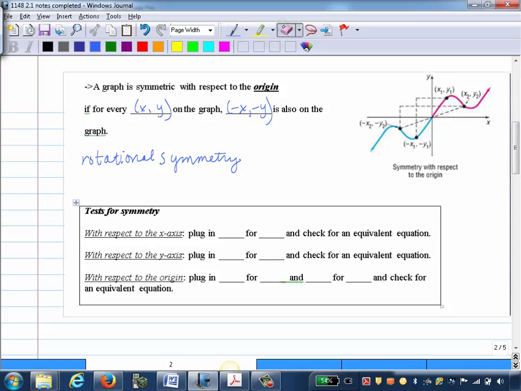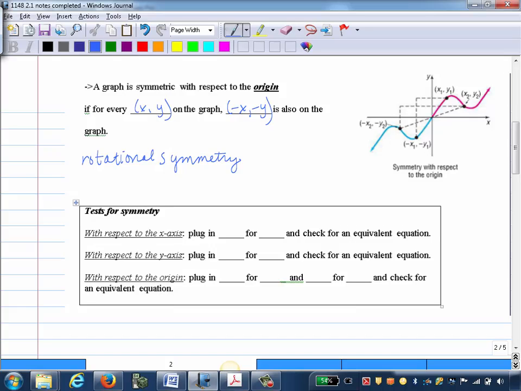So that means we can't fold our paper any certain way and see a mirror image. Instead, if we rotated our paper 180 degrees, we would have a mirror image. So you can see this symmetry with respect to the origin almost looks like kind of a diagonal type shape, and that's because of the rotational symmetry.